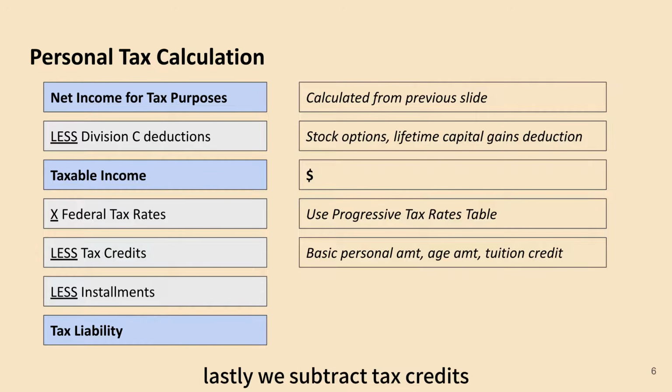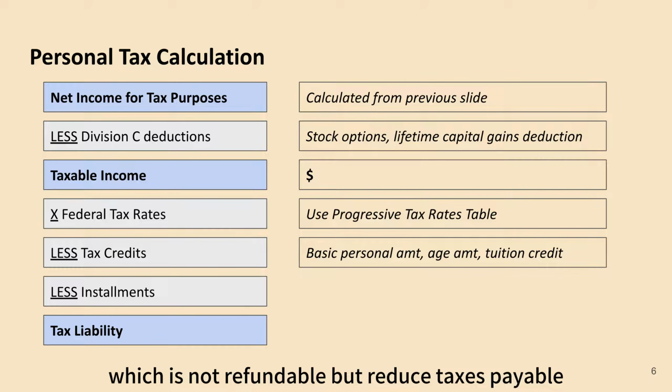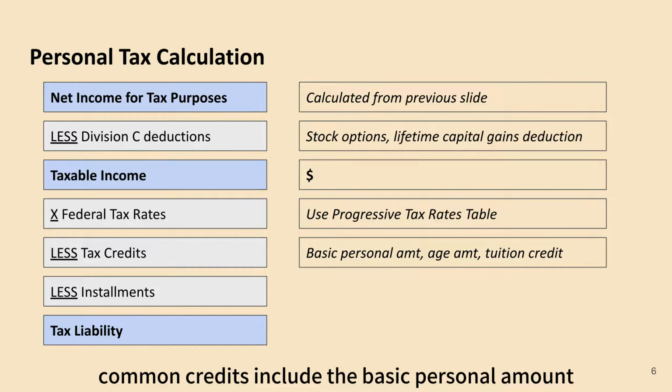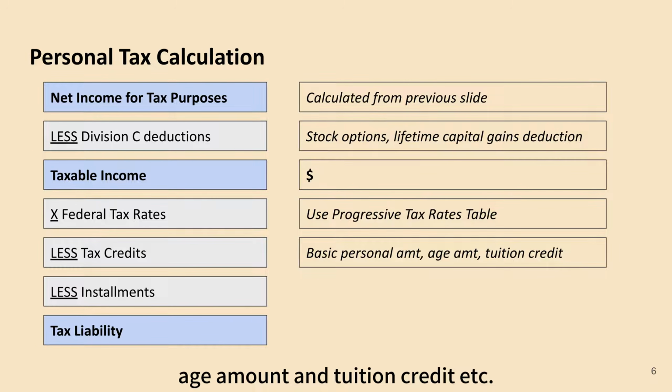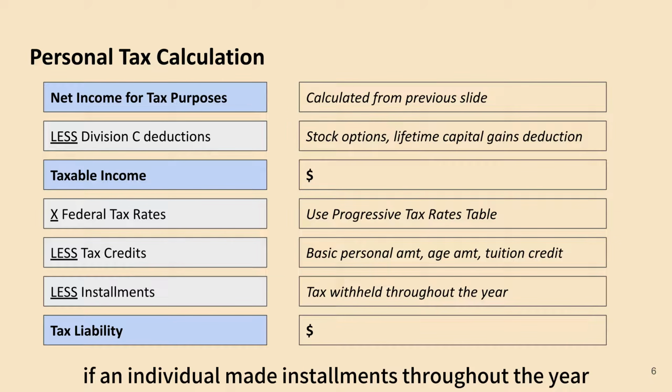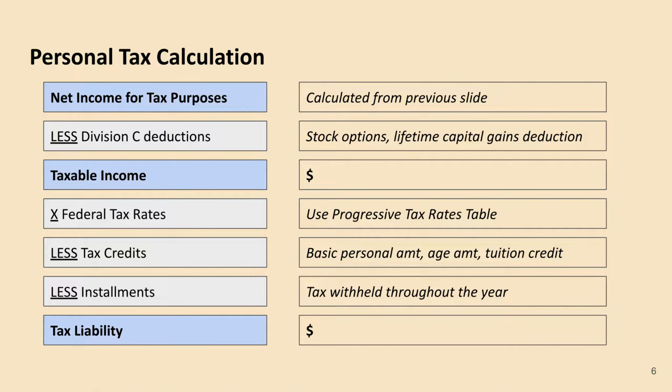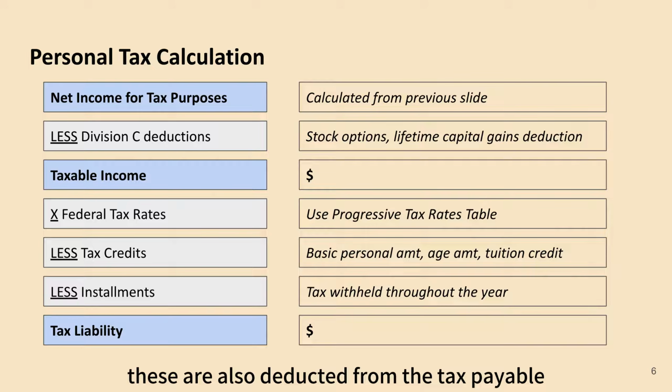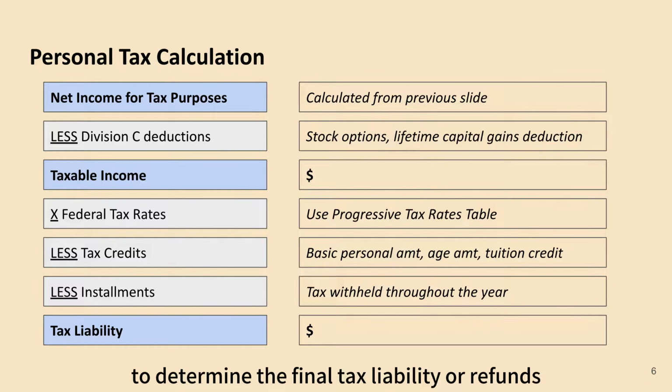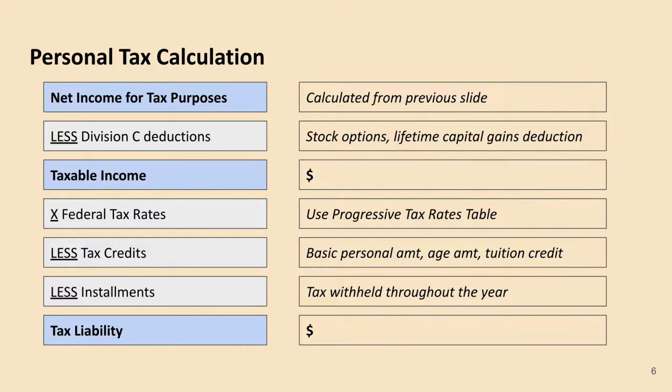Lastly, we subtract tax credits, which are not refundable but reduce taxes payable. Common credits include the basic personal amount, age amount, and tuition credit. If an individual made installments throughout the year, these are also deducted from the tax payable to determine the final tax liability or refunds.